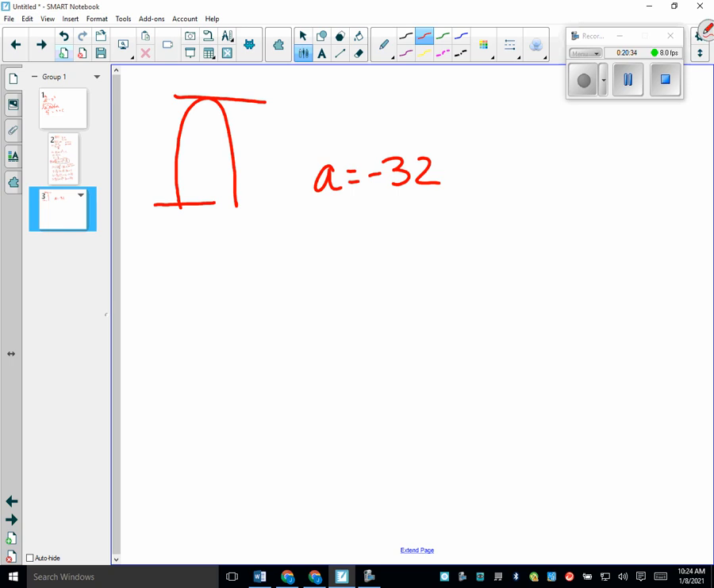So, do you get the negative 32? Are you okay with the negative 32? Yeah. So, if I know acceleration, how do I find velocity? What's the antiderivative of this? Plus C? Yes.